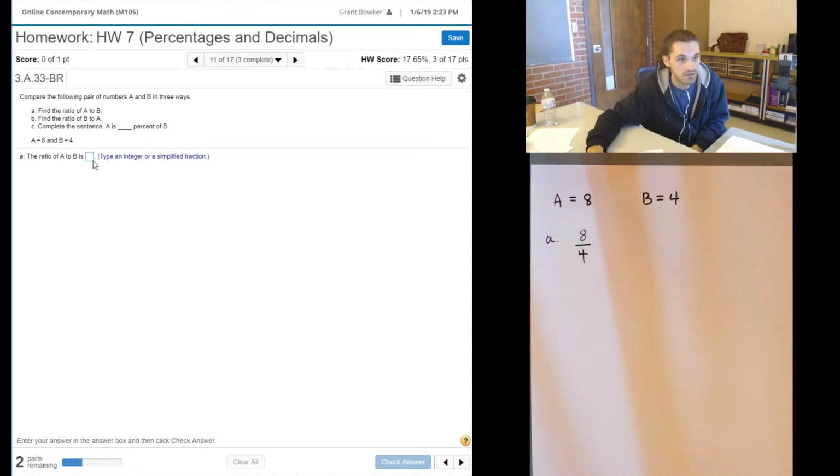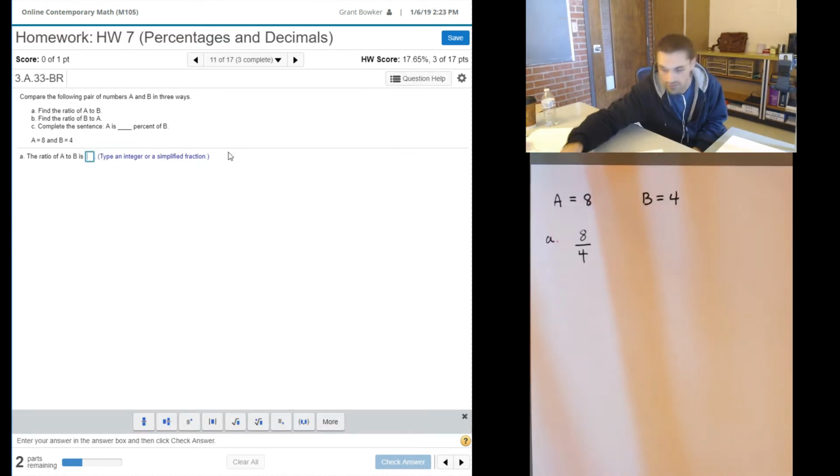The ratio of A to B, type an integer or a simplified fraction. Oh, I'm sorry, did I say 4? I meant 2. 8 divided by 4 gives you 2.